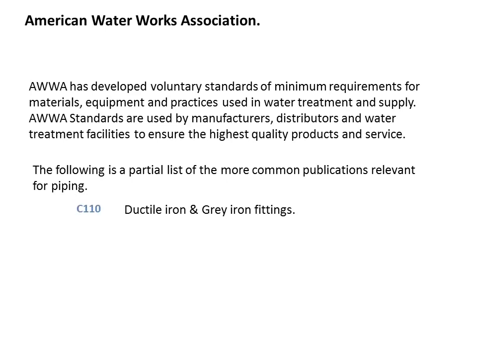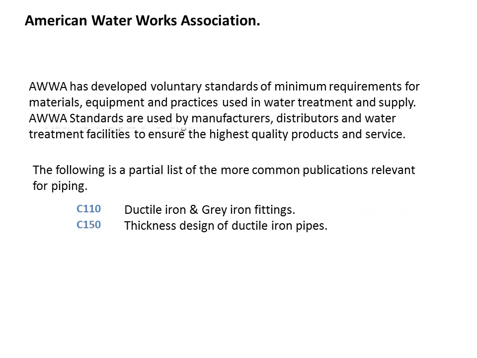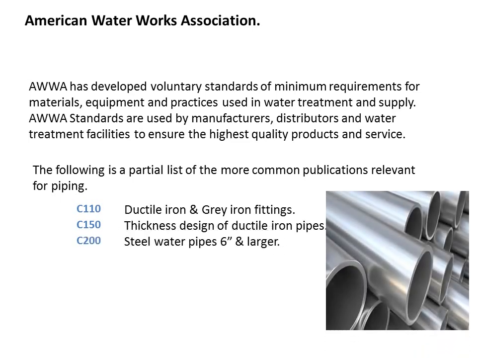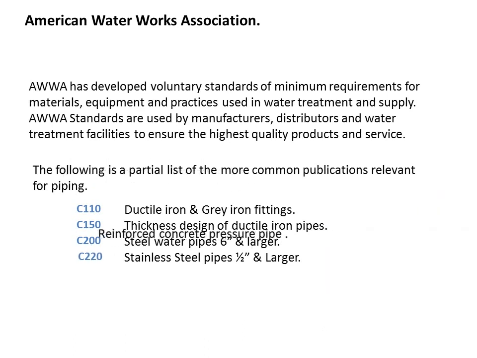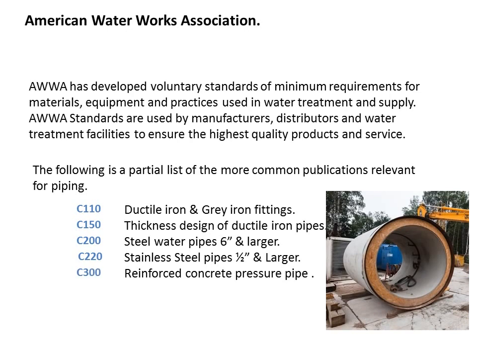So, the standard for ductile iron and gray iron fittings is C110. Standard for thickness design of ductile iron pipe is there in C150. Standards for steel water pipe 6 inches and larger are there in C200. For stainless steel pipes half inch and larger, we have C220. Standard for reinforced concrete pressure piping is contained in C300.